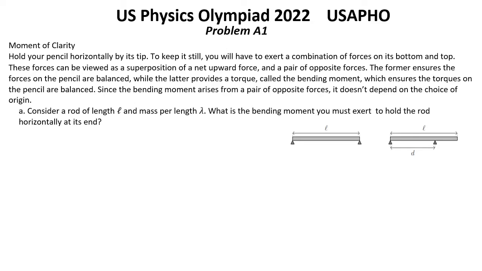Solution. Balance torques about the end of the rod. The weight is lambda g L applied uniformly along the rod, so the torque due to gravity is lambda g L squared over 2. This can only be balanced by the bending moment, so it is lambda g L squared over 2, and this is the solution for question A.